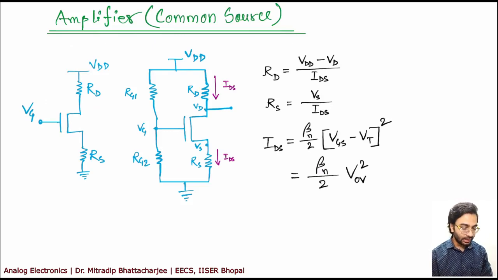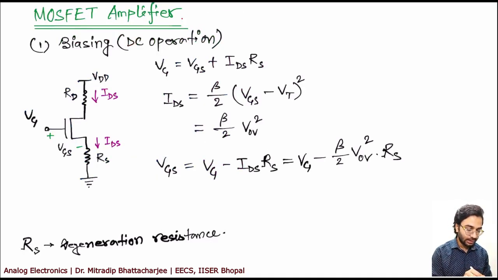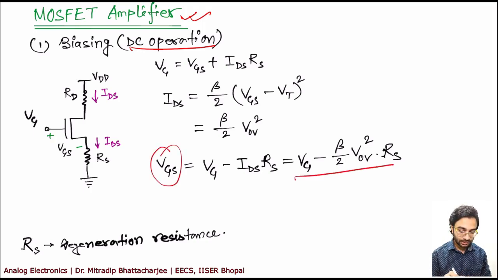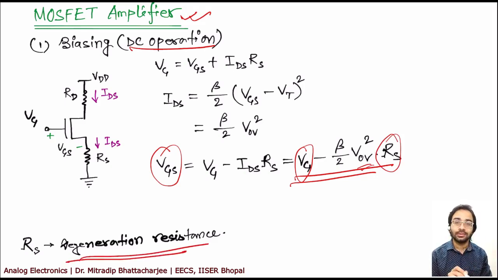So we already have shown the amplifier circuits with MOSFET and the biasing associated with that. We started with the DC biasing. So this we have shown that the VGS value is related to VG value and also the VOV value for a given RS value, and this RS is known as degeneration resistance.